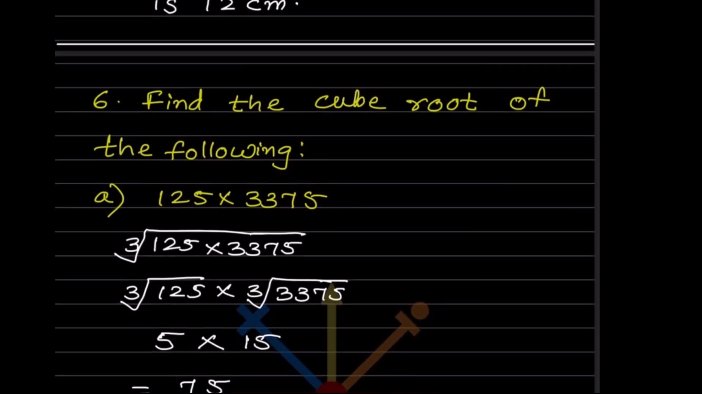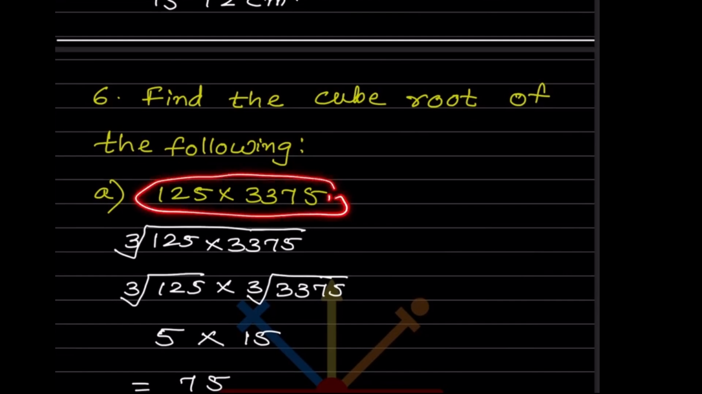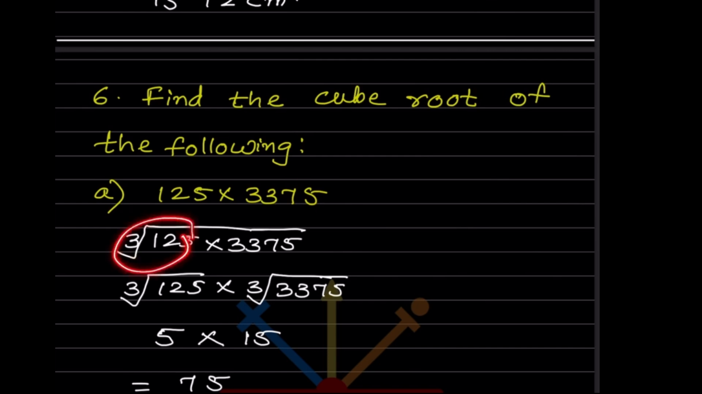Find the cube root of the following. So now this is the number. So what will you do? Cube root of, you just put this sign, cube root of this whole part. So now we will separate it. Cube root of 125 and cube root of this number 3375.